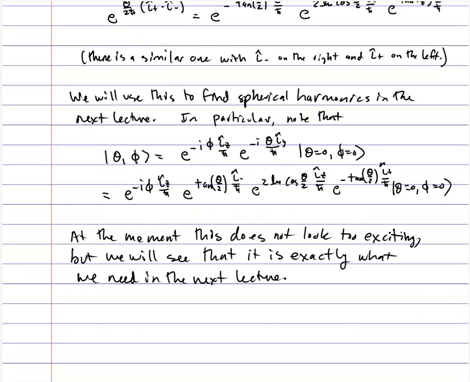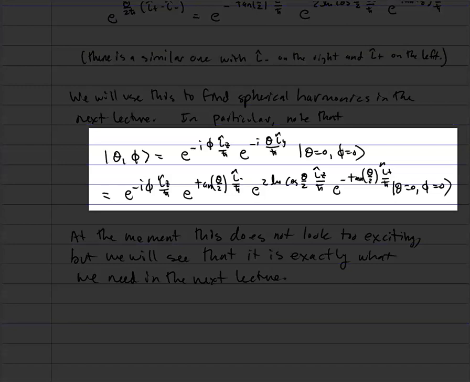In particular, what we're going to show is the state theta phi, which we defined as e to the minus i phi Lz over h bar, e to the minus i theta Ly over h bar acting on the north pole state. We can rewrite that as e to the minus i phi Lz over h bar, and then use disentangling on the Ly term to write it as e to the tan theta over 2 L minus over h bar, e to the 2 log cos theta over 2 Lz over h bar, e to the minus tan theta over 2 L plus over h bar. The signs changed on the L plus and L minus terms because it's minus i theta Ly that we're working with.